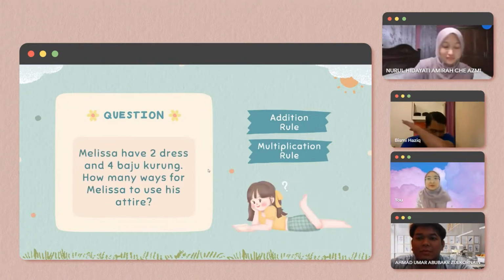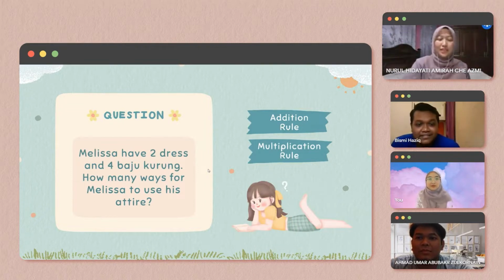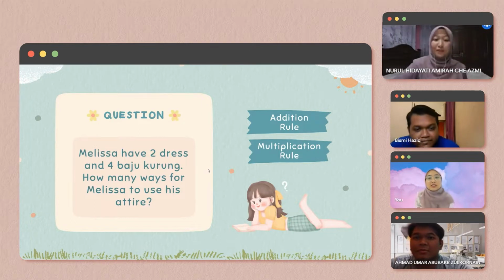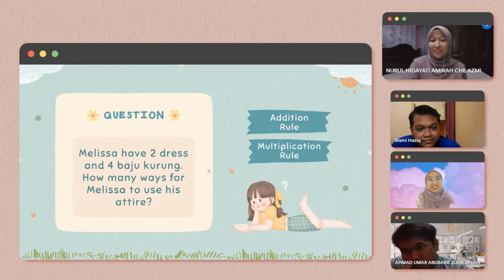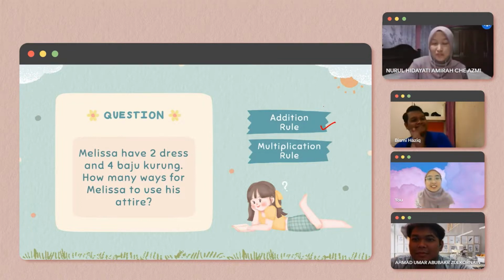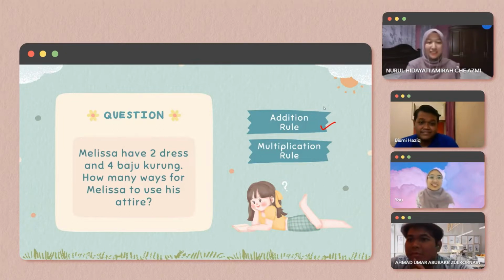Okay, the second question. Melissa has 2 dresses and 4 baju kurung. How many ways are there for Melissa to choose her attire? What rule do we apply here? Addition rule. Why? Because Melissa only wears one attire. So how do we solve this question? 2 plus 4 equals 6.